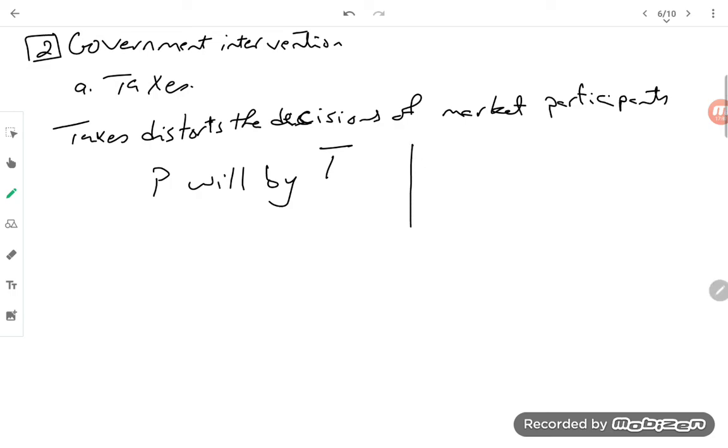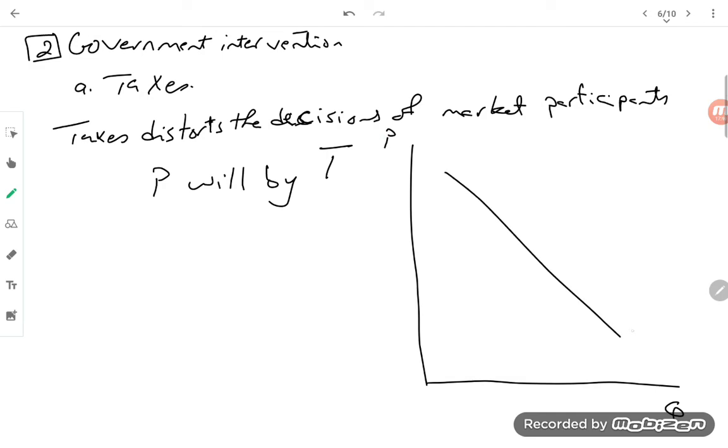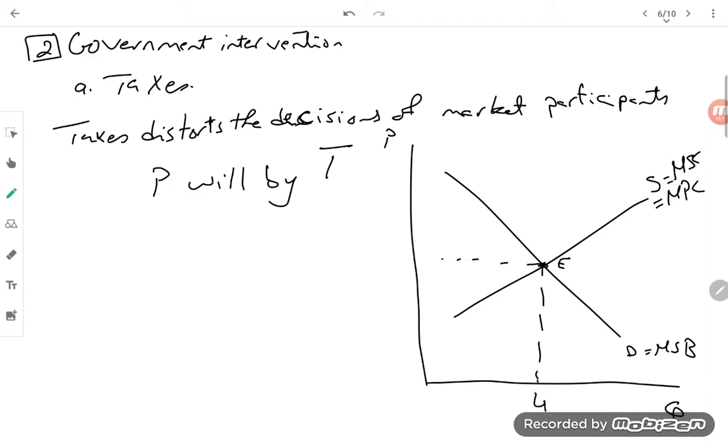This is the initial situation. This is the demand, which reflects marginal social benefit. And this is the supply curve before imposing taxes, which reflects marginal social cost and marginal private cost. And this is the equilibrium point, point E, at a quantity, say for example 4. In this case, the price is 5.